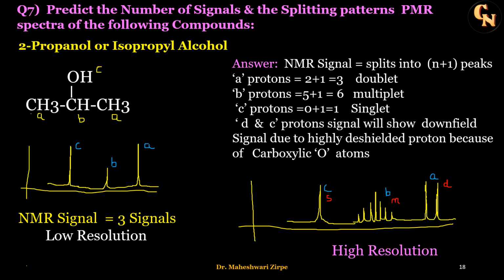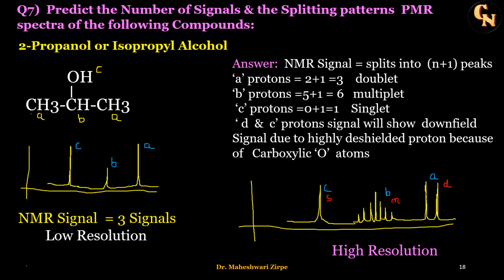Now the next one is 2-propanol. So in 2-propanol, how many types of protons are there? Let us find out. It is CH3, CH, CH3, OH. So if you see, it is a symmetric molecule. So students, you should always try to find out the symmetry.